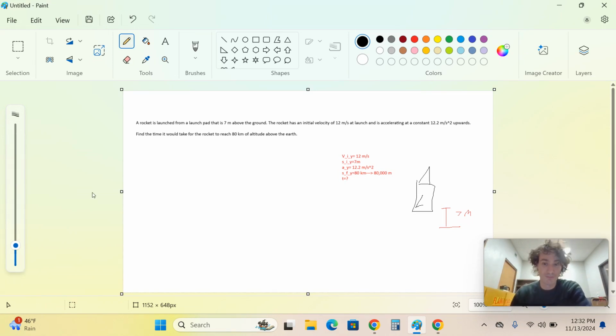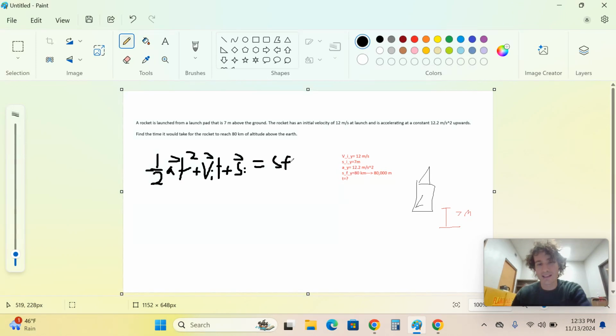Maybe people will disagree. In any case, our equation is that 1/2, I'm going to try to write this out nice and neat, 1/2 a t squared plus v_i t plus s_i equals s_f. And remember, s is kind of a weird one. And if you look up this equation online, if you type in kinematics equations, it's not usually written with s, which is kind of annoying because s is the label for displacement, so they should be consistent.